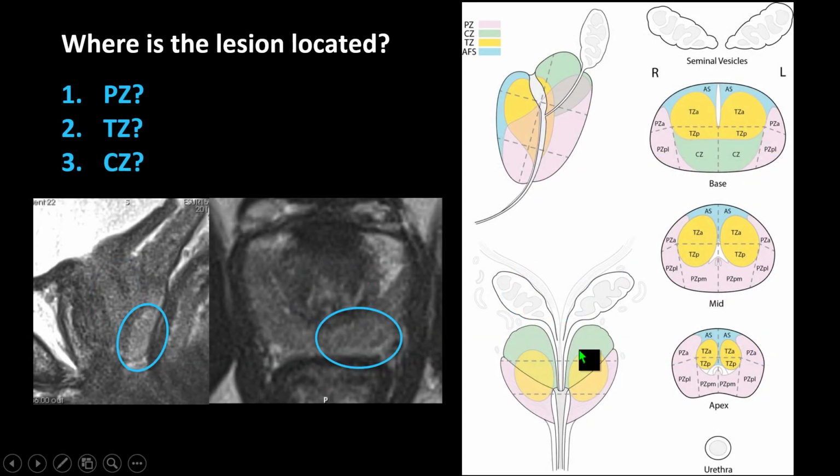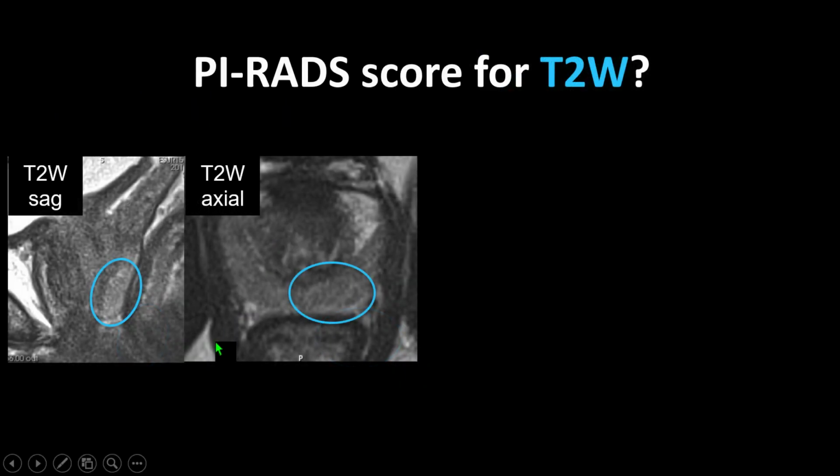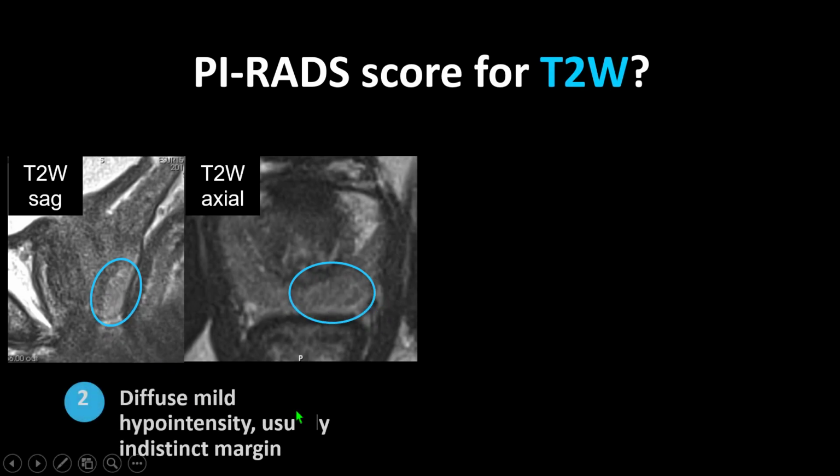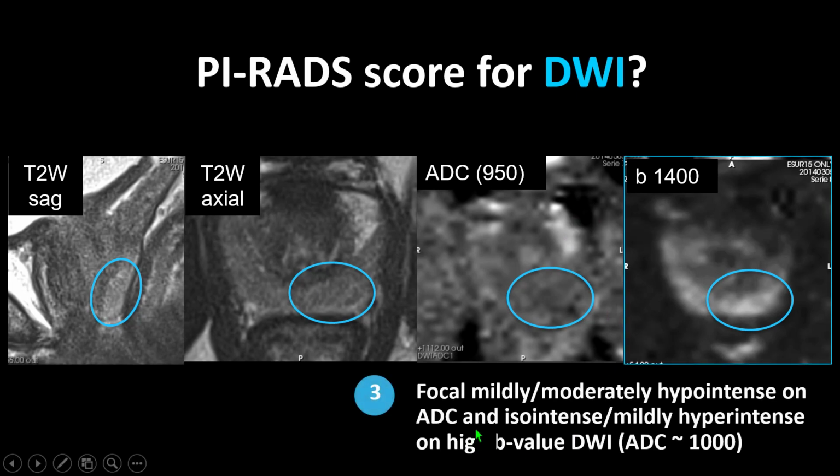The lesion is localized in the peripheral zone. So it's over here. This is the scheme, the sector scheme we use. So peripheral zone lesion. For the T2, the score is, well, it's not a real focal area. It may be prostatitis, so we call this a 2. Diffuse, mild, hyperintense, usually indistinct margin. And we call this a 3 at diffusion-weighted imaging. It's not a yes, it's not a no.